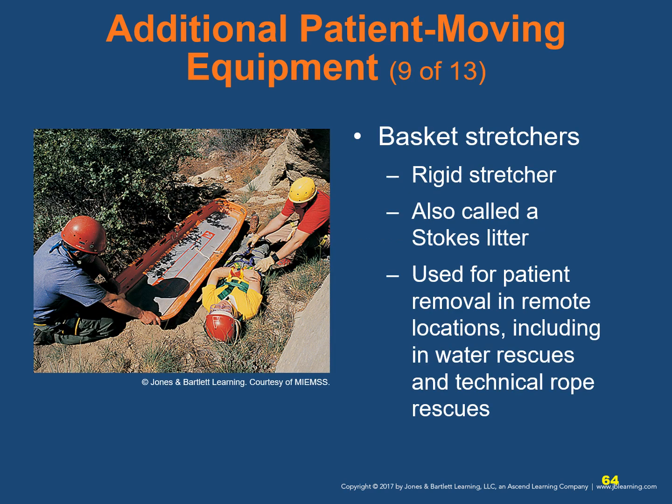Then there is the basket stretcher, which is a rigid stretcher. It's also called a Stokes litter. It's used to carry a patient across uneven terrain from a remote location that is inaccessible by ambulance or other vehicle. It is used for technical rope rescues and some water rescues.